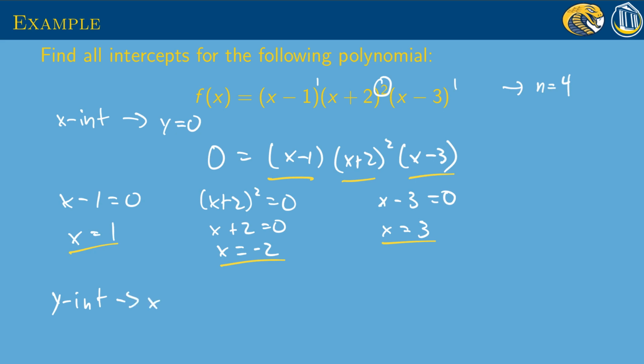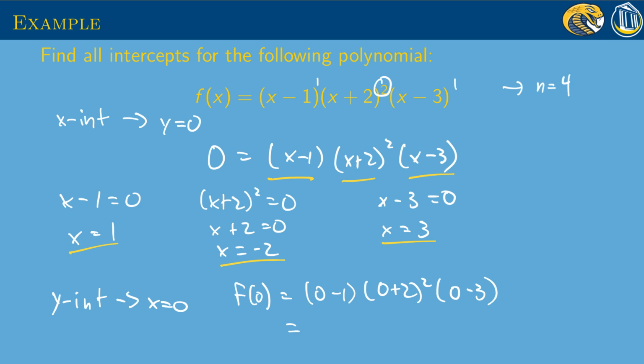Now to find the y-intercept, remember we set x equals 0 and then simplify. So anytime we see an x, we're going to write it as a 0. That's 0 minus 1, 0 plus 2 squared, and 0 minus 3.